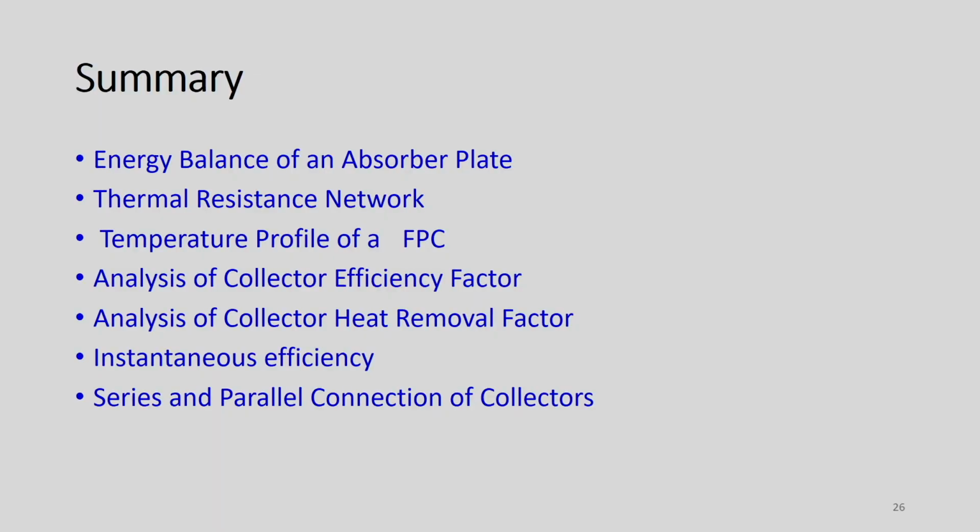So, let us summarize what we have discussed today. We discussed the energy balance of an absorber plate, then the thermal resistance network, then the temperature profile of an FPC. So, what happens in the x direction and y direction. If we consider two tubes, its variation will be something like this. Here heat is carried by the fluid, so there is no rise in temperature, but in between this rise will be there, and also we have studied how heat is conducted to this tube through conduction as well as the amount of heat received from the solar flux.